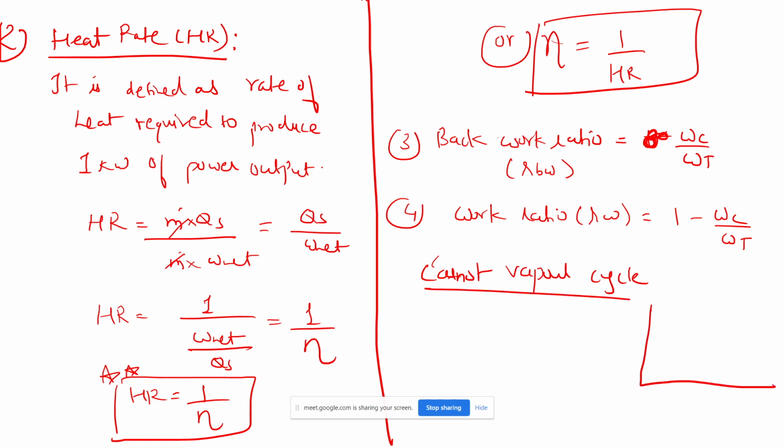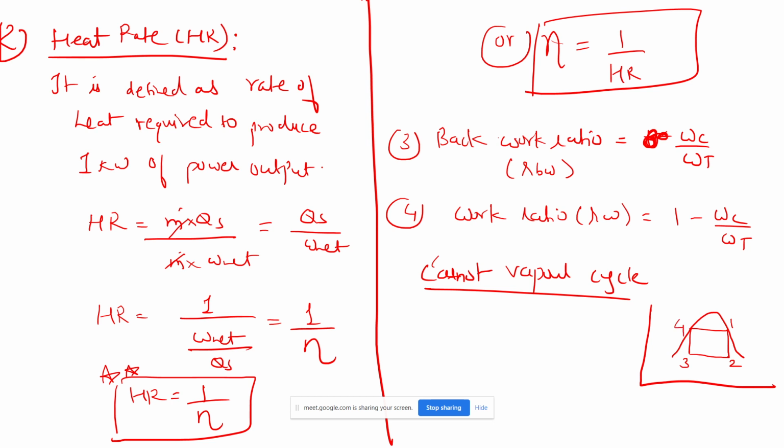So the Carnot cycle consists of which processes? Two isothermal and two reversible adiabatic processes. Yes, he is right. On the graph we can plot it like this. This will be 1, 2, 3 and 4.